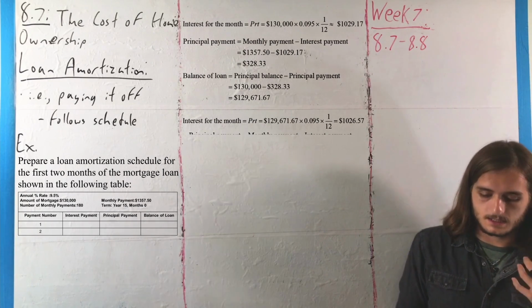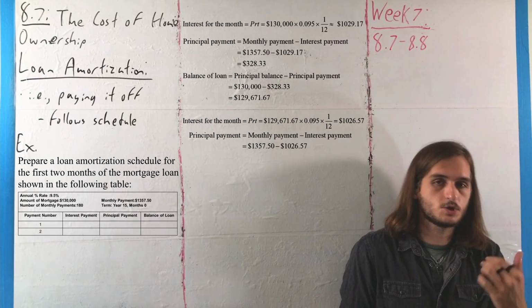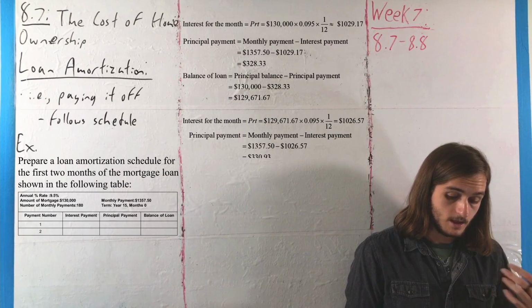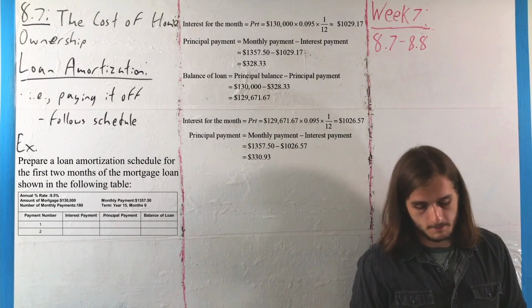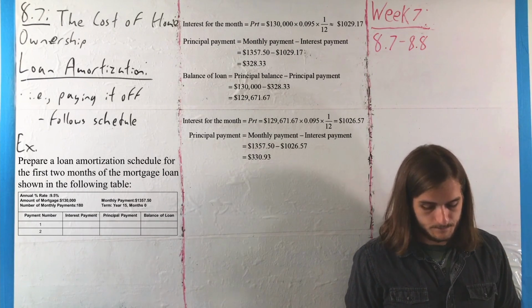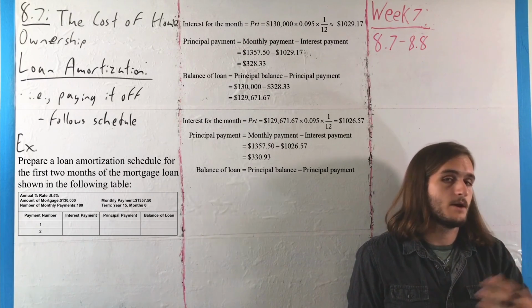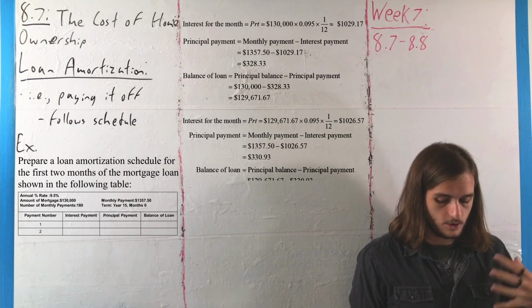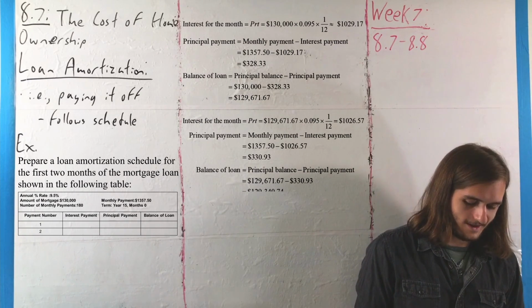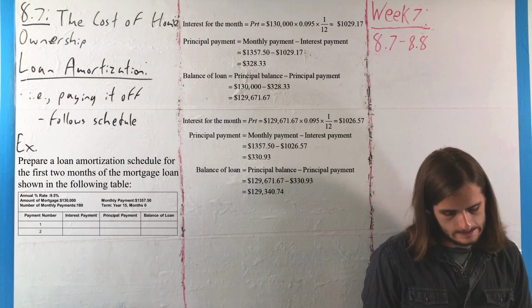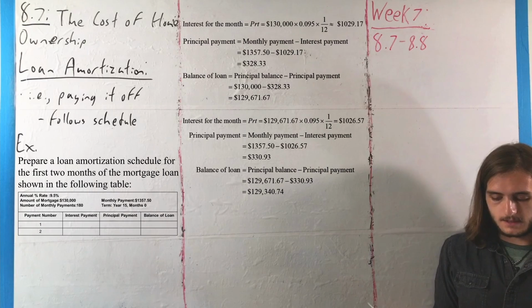So our principal payment, that is the monthly payment minus the interest payment. So we have our whole monthly payment, and then the amount of that goes to interest, we subtract off to get a value of $330.93. So a little bit more went towards the principal. Not a whole lot, but a little. And finally, the balance of the loan is the balance that we start with minus the amount that went directly towards the principal. So that $129,000 minus $330.93 for a value of $129,340.74.